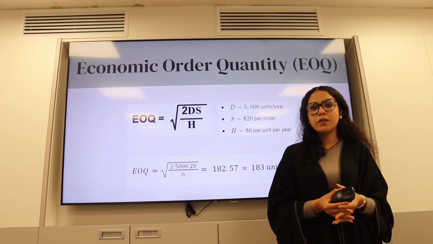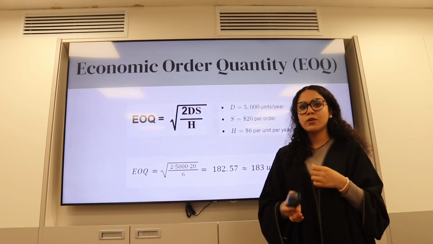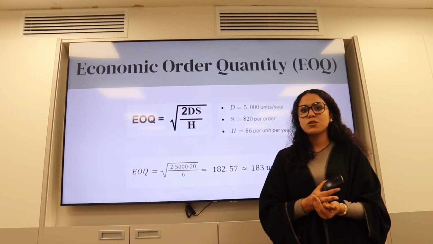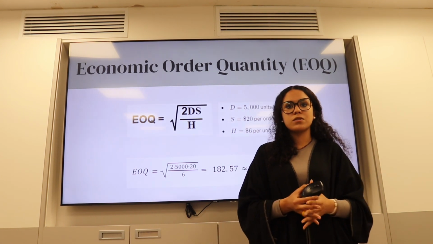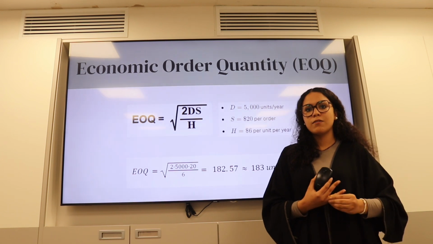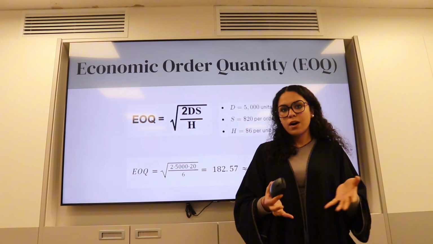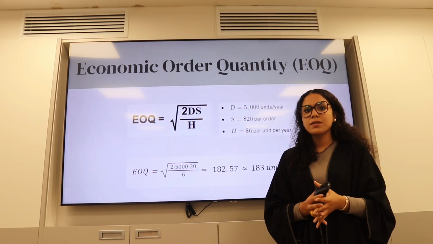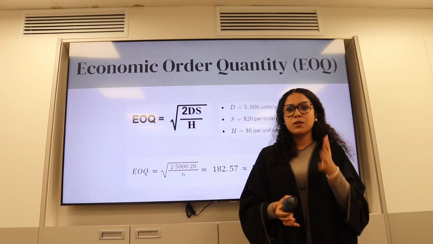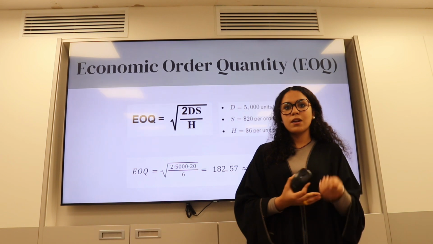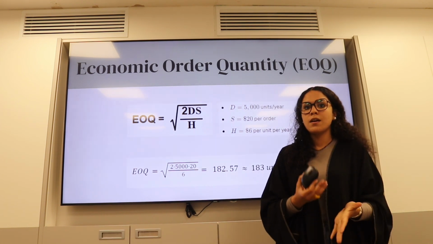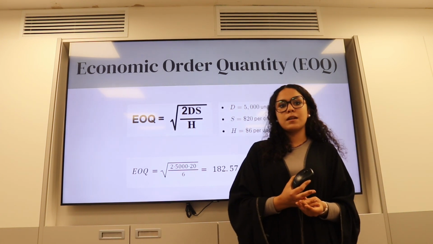The EOQ model aims to find the optimal order quantity that minimizes total inventory costs, including ordering costs and holding costs. By striking a balance between these two cost components, companies can optimize their inventory management practice, ensuring adequate stock levels without tying up excessive capital in inventory.